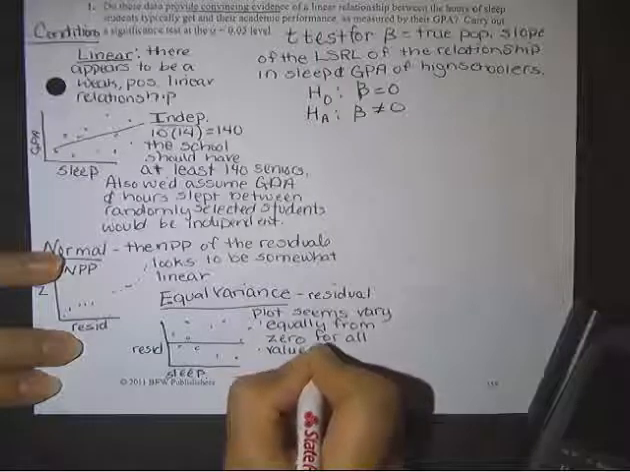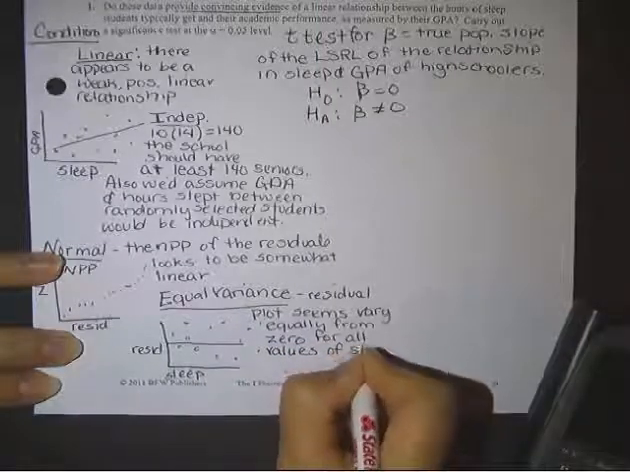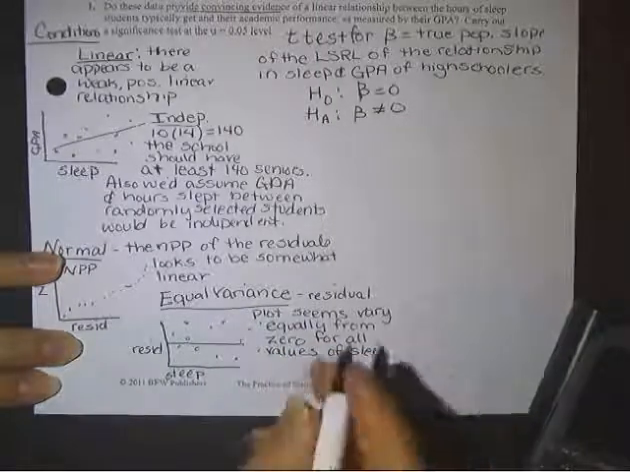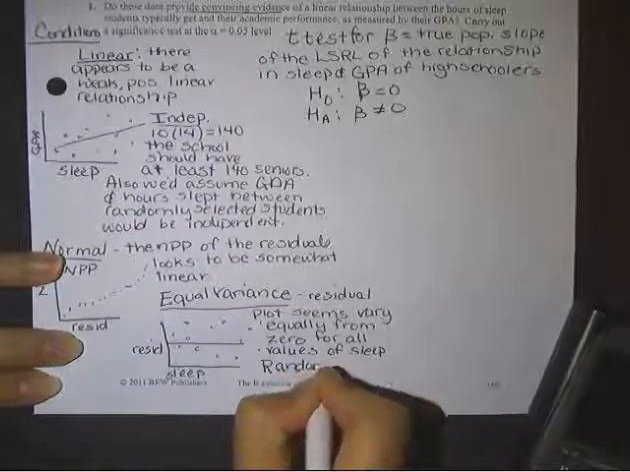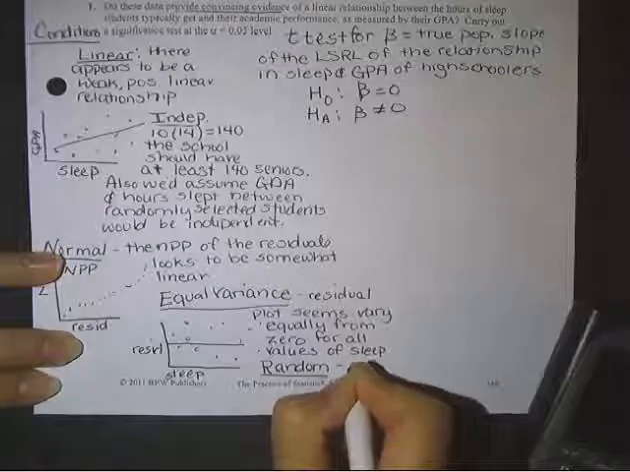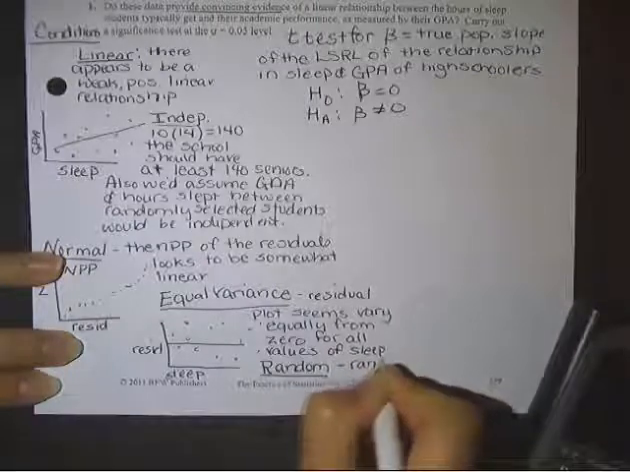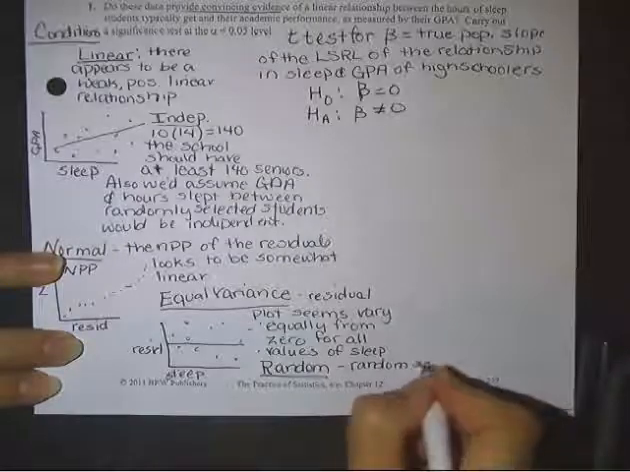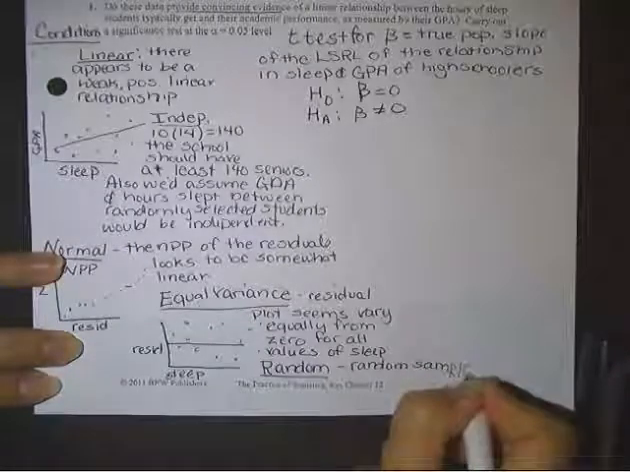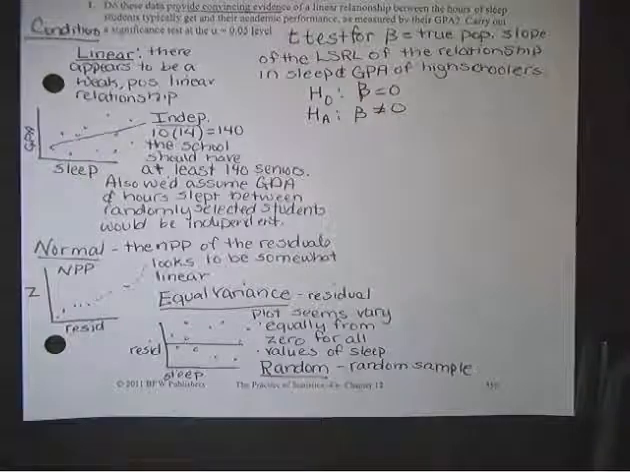Okay, and then last one, R, random, and this was a random sample of 14 seniors. So a lot of conditions there. Like I said, don't get too worked up on that. So now we run the test. Our test statistic, T equals B over SEB.